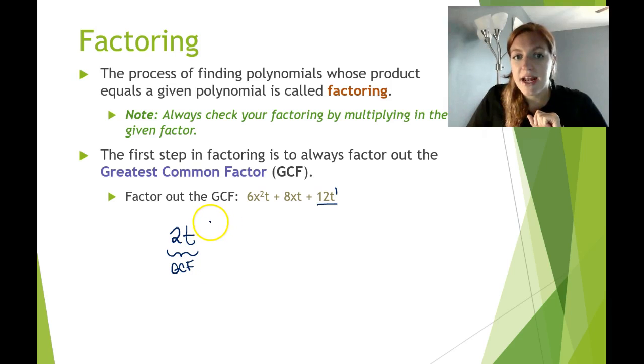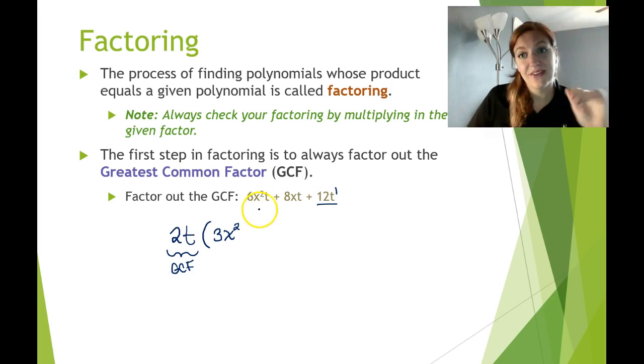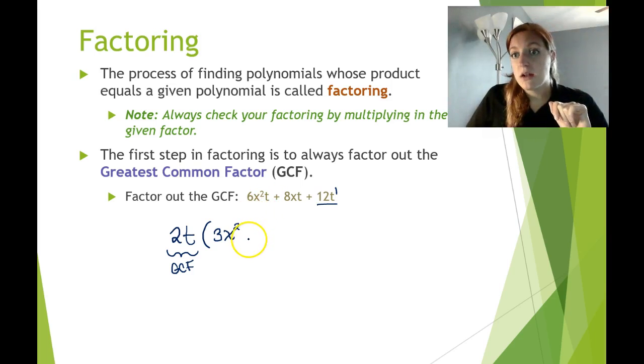Now we want to go ahead and divide each one of these terms by 2t and then write what's left over. So 6x squared t divided by 2t. 6 divided by 2 is 3. We were not pulling any x's out, so we'll just leave it as x squared. Currently has a t, pulling out a t. So that means the t is gone, or t divided by t is just 1.